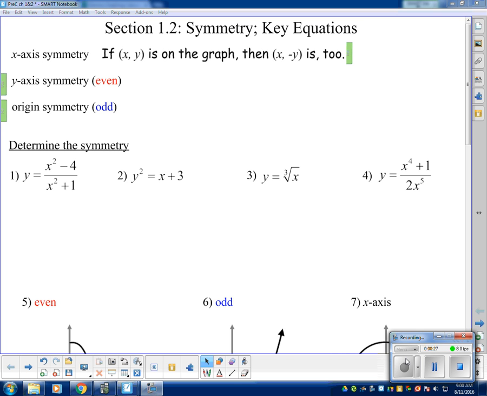Here's the definition of x-axis symmetry. If (x, y) is on the graph, then (x, negative y) is too. I can show you what I mean by that. Let's write it down first. So if (x, y) is on the graph, then (x, negative y) is too.